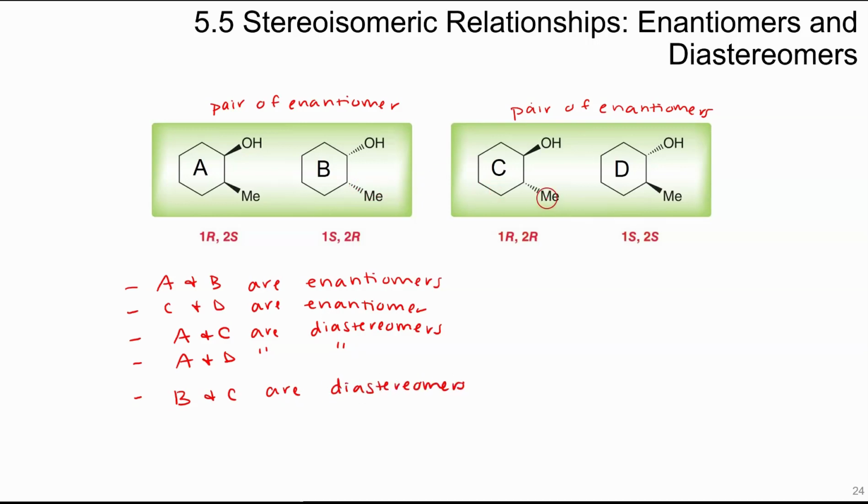So here in both cases the methyl is dashed and the OHs are different. And so they're not mirror images of each other, they are diastereomers. And then B and D are diastereomers.